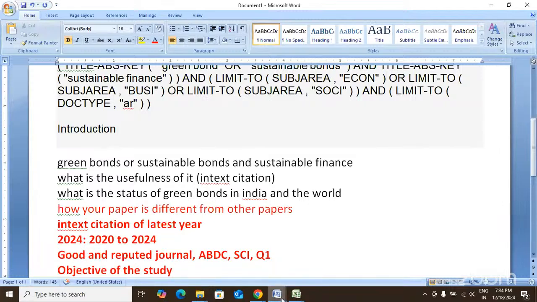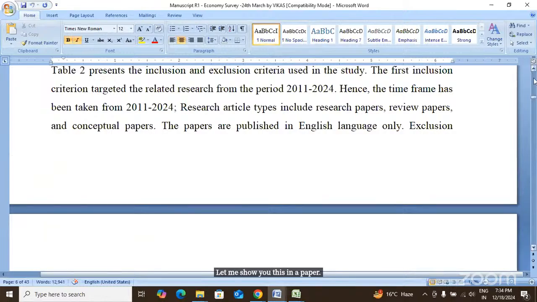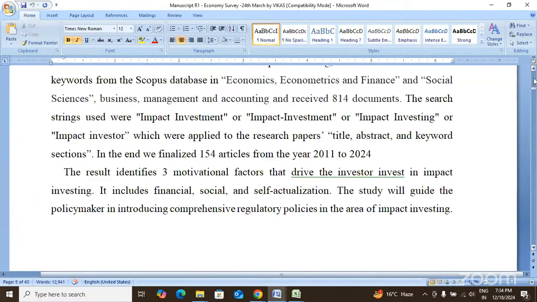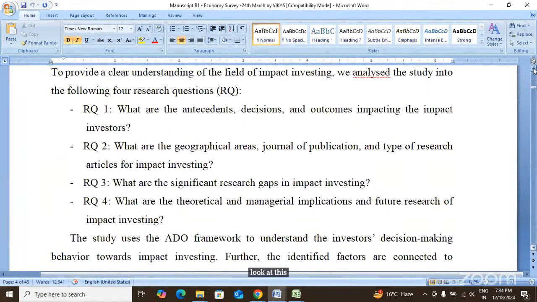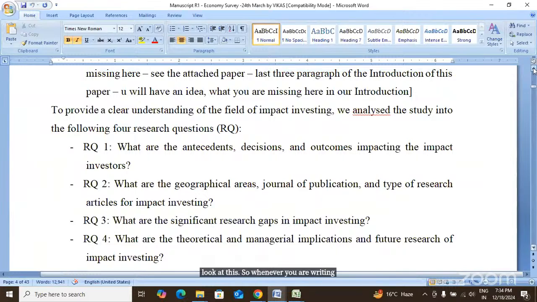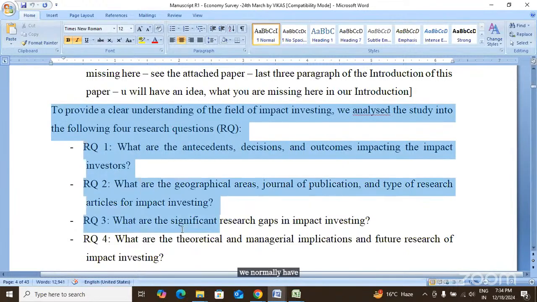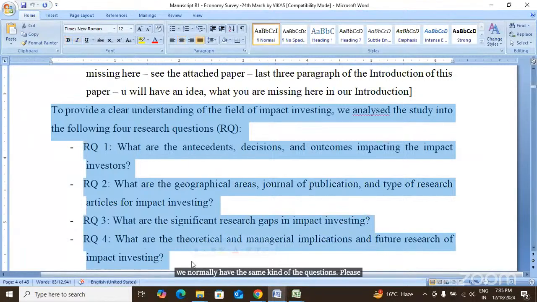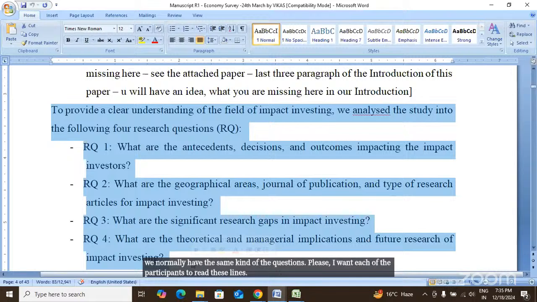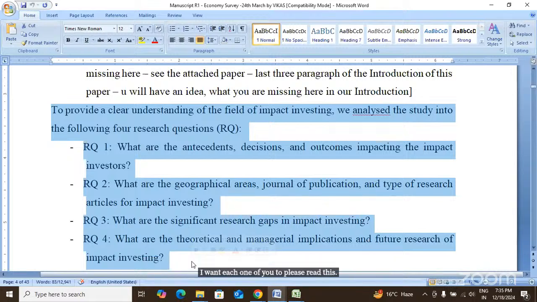Let me show you this in my paper. Look at this. Whenever you are writing an SLR paper, a paper using the systematic literature review, we normally have the same kind of questions. Please, I want each of the participants to read these lines. I want each one of you to please read this. Look at this, what it has written.